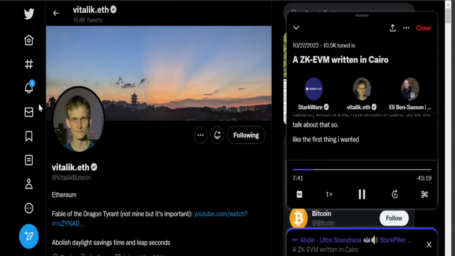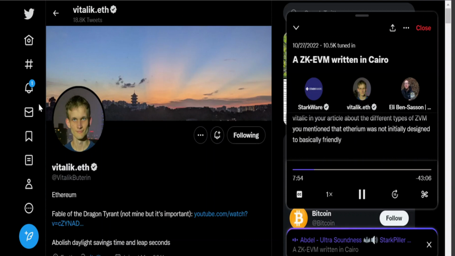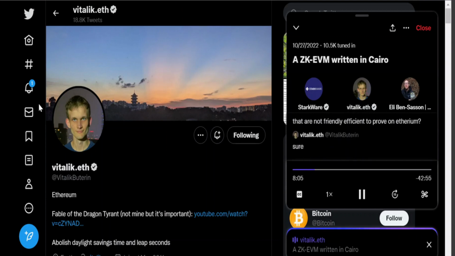So the first thing I wanted to cover is, Vitalik, in your article about the different types of ZK EVM, you mentioned that Ethereum was not initially designed to be ZK friendly. So can you expand on that, and can you basically tell us a bit more about the parts that are not efficient to prove on Ethereum?